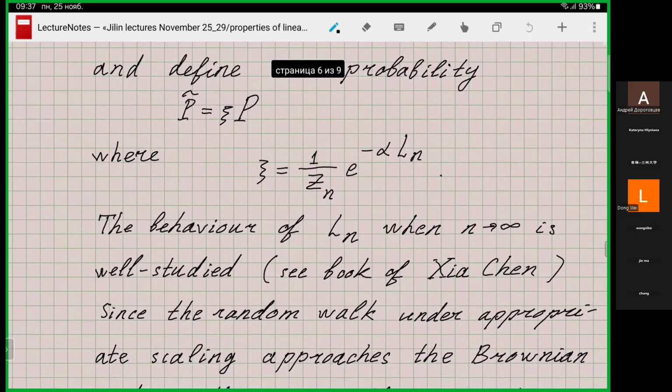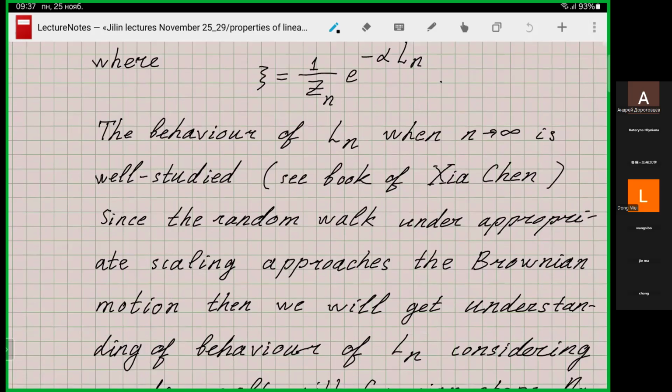And it is well studied, and it is my pleasure to say to you that you can find a lot of material about this in the book of Professor Xia Chen. Maybe some of you know him, he is an organizer of our school too, and a well-known specialist in the world in this field. So you will find a lot of interesting facts about self-intersection for random walks and Wiener processes in his book.